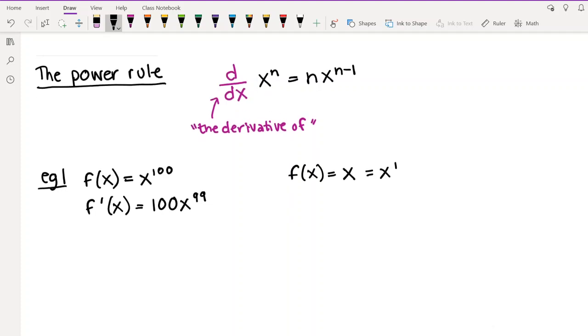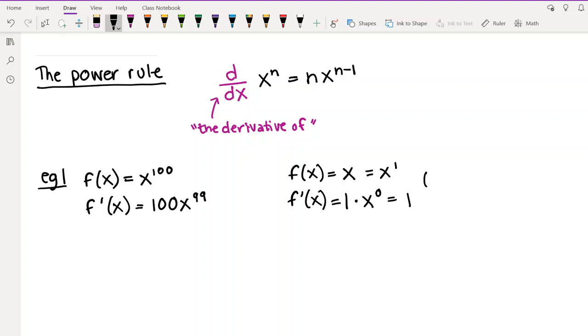And so how would this rule work? You would bring down the 1, and then you would have x to the 1 minus 1, which is x to the 0. And remember that anything raised to the 0 is 1, so we would get 1. So maybe let me put a note here that I'm showing this to you because I wanted you to see that the power rule does still work for linear functions.